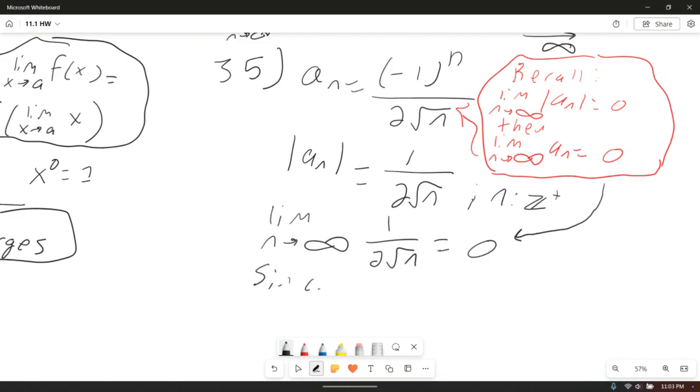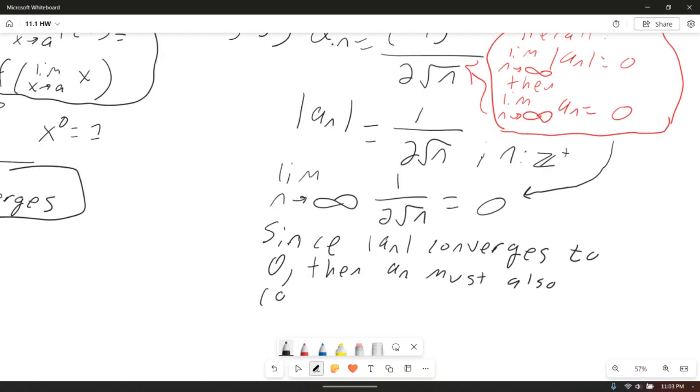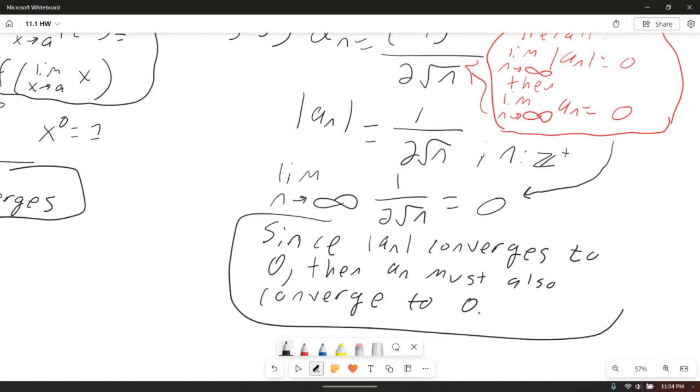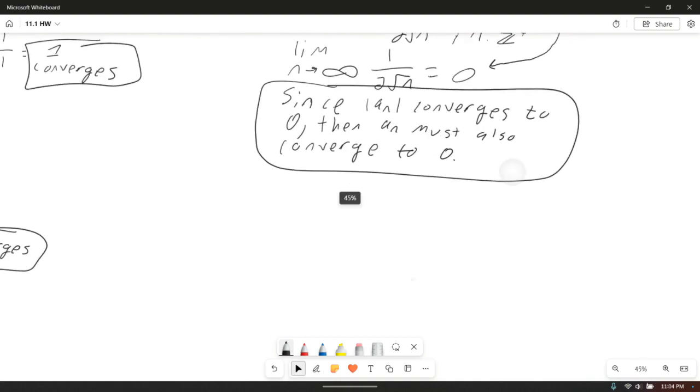So conveniently for us, since the absolute value of a sub n converges to 0, then a sub n must also converge to 0. I didn't put a brilliant explanation there, since the answer comes from using a theorem.